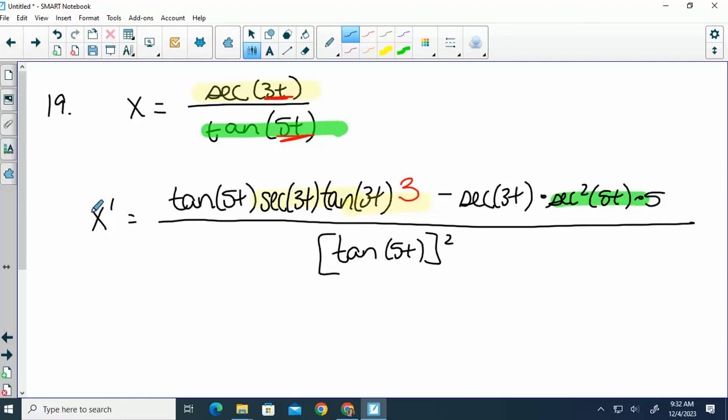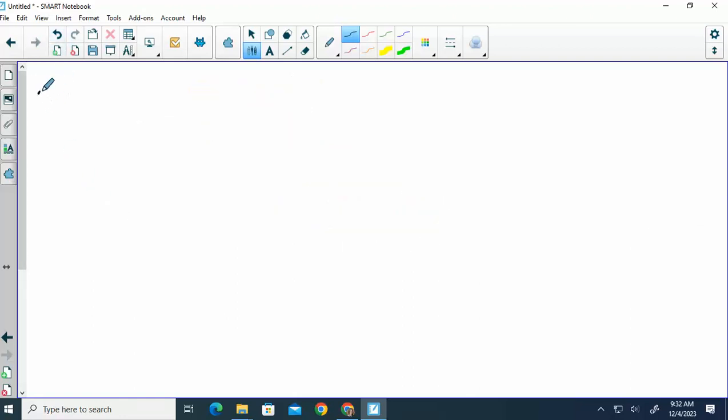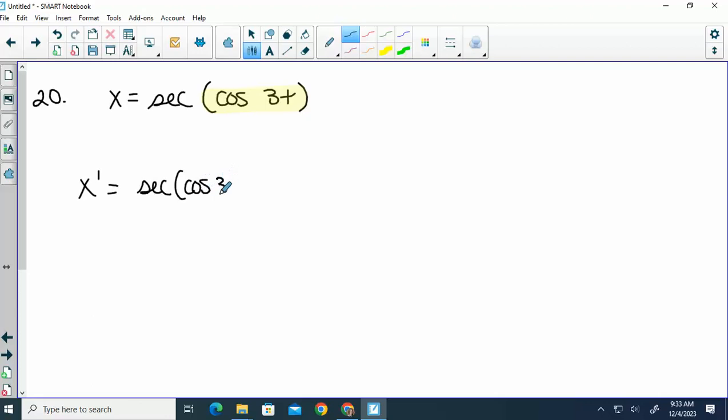Number 20. Okay, is this a product or chain? This is secant of that whole thing. So it's a chain rule. You start on the outside. Derivative of the outside. Derivative of secant is secant tangent. The inside stays the same.